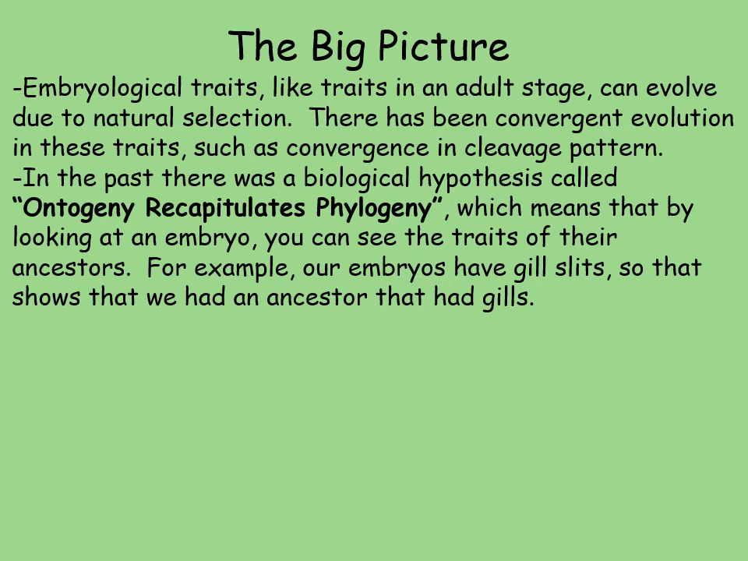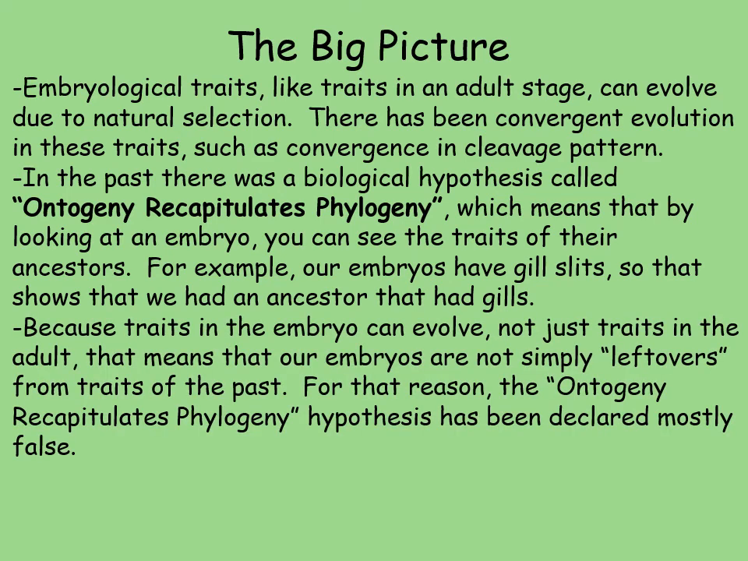In the past, there was this biological hypothesis, maybe you've heard of it before, called ontogeny recapitulates phylogeny. And what this hypothesis says is that if you look at the embryo of an animal, you see the traits of their ancestors. So for example, if you look at our embryos, we have gill slits. So people would argue that shows that we had an ancestor that had gills.